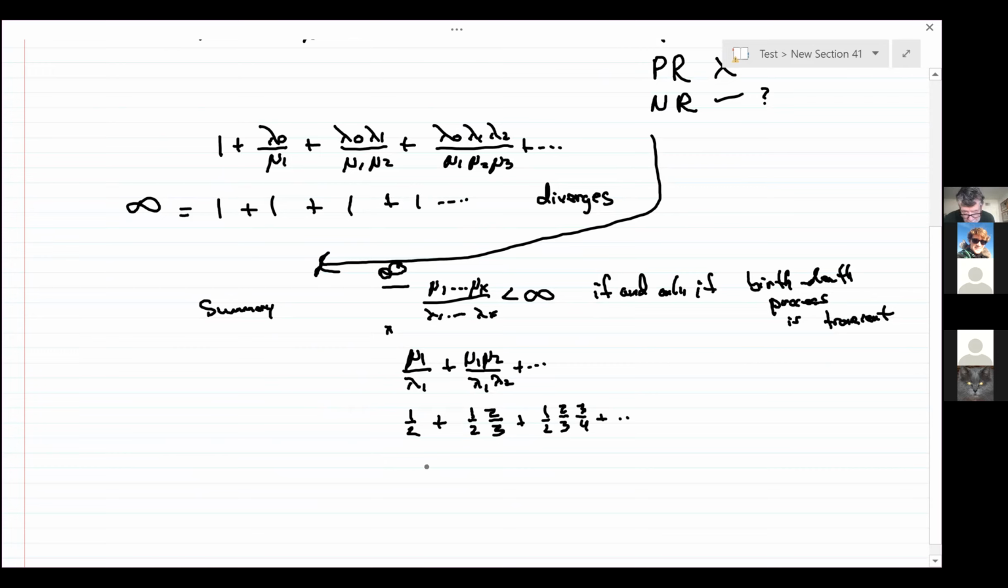So this is 1/2, 1/3, and 1/4. So this is the harmonic series, which does what? It goes to infinity. So since this is infinite, well, it's finite if and only if it's transient. So since it's going to infinity, then it's not transient. Okay, so this case is not transient by this condition.